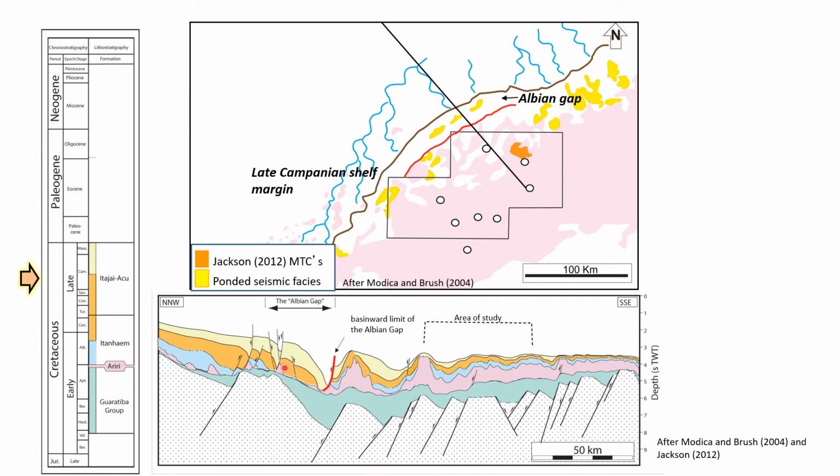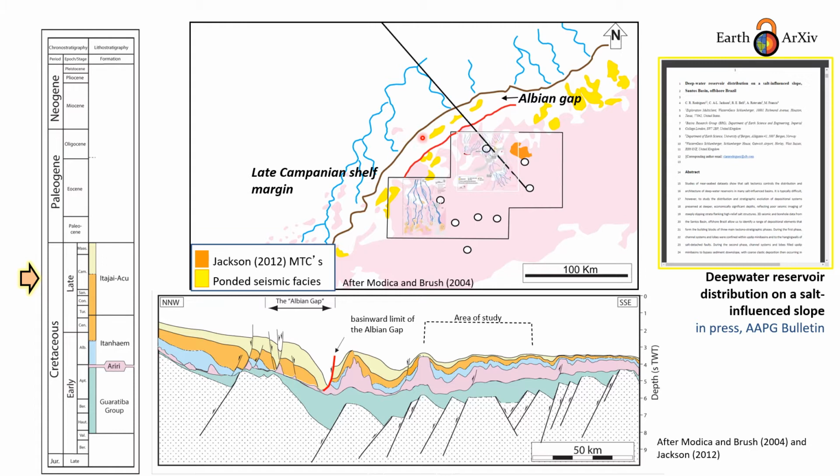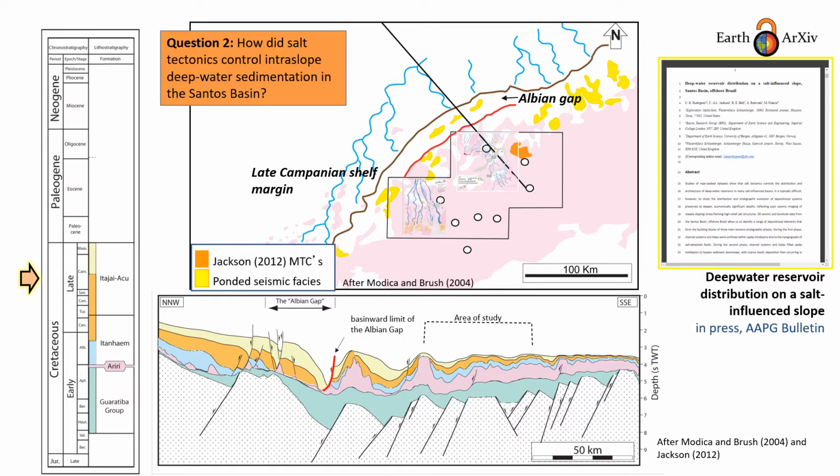A major siliciclastic progradation was emplaced in the late Cretaceous, and previous studies suggest that most of the sediments were trapped behind a salt-controlled depocenter, the Albian Gap. In this paper, soon to be published in the AAPG Bulletin and available as a preprint, we demonstrate that sedimentation reached further into the basin. Here, I will try to answer and illustrate how salt tectonics controlled deep-water sedimentation in the Santos Basin.